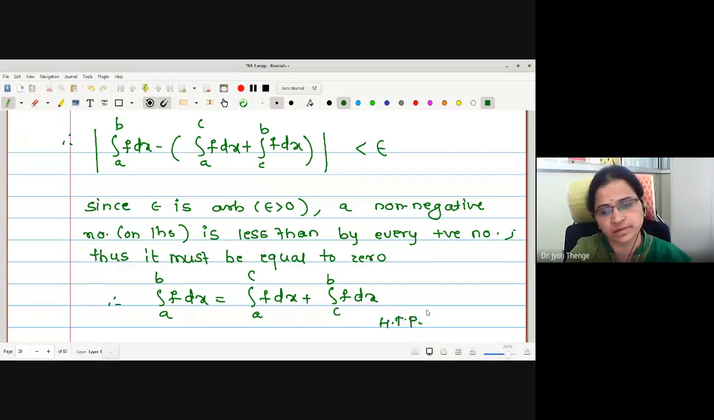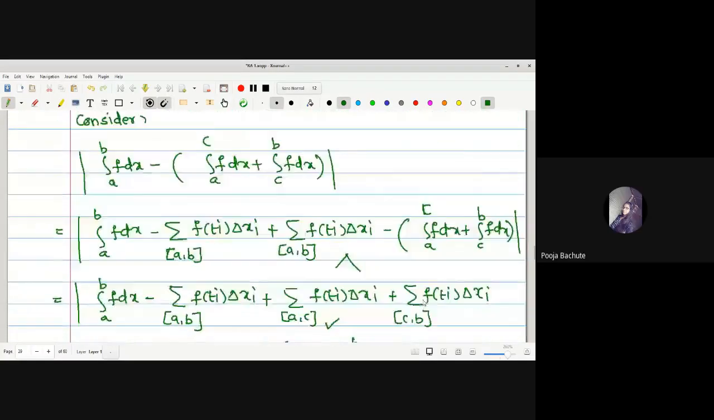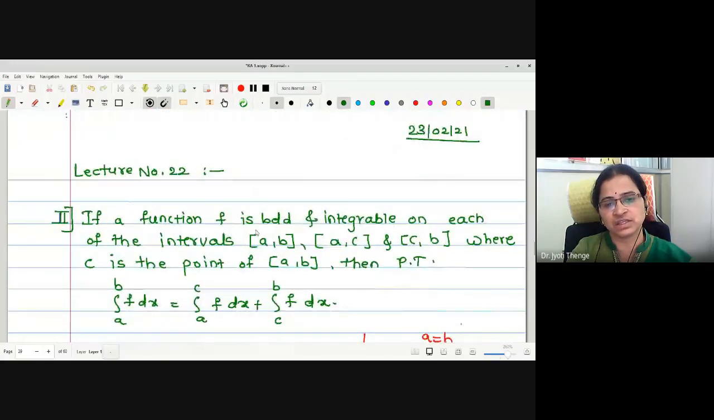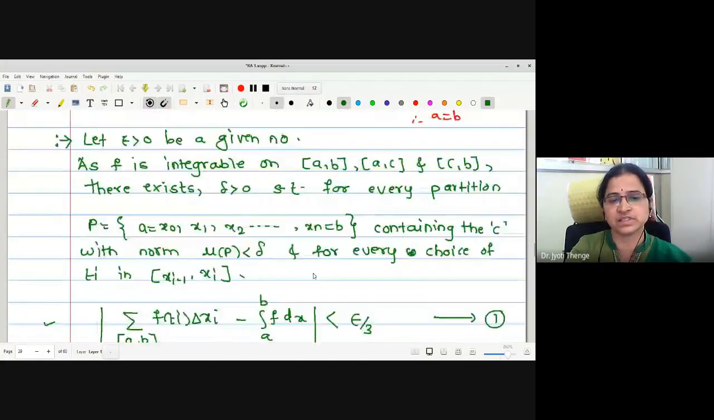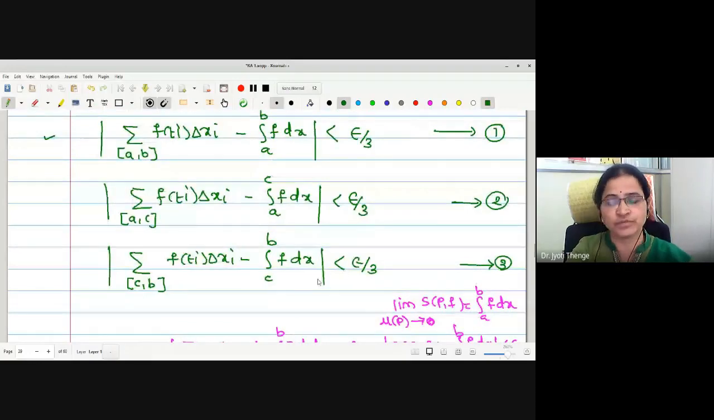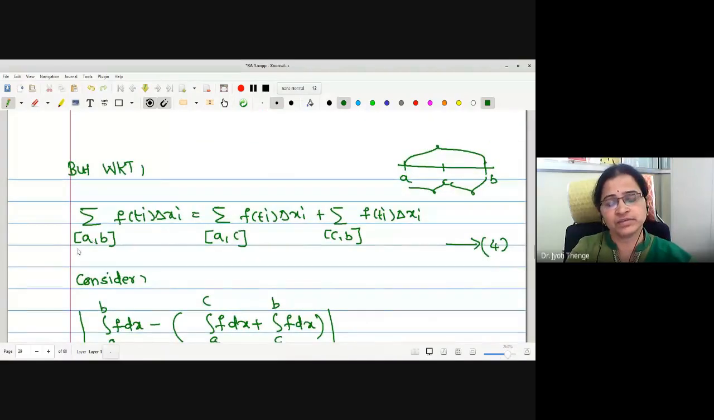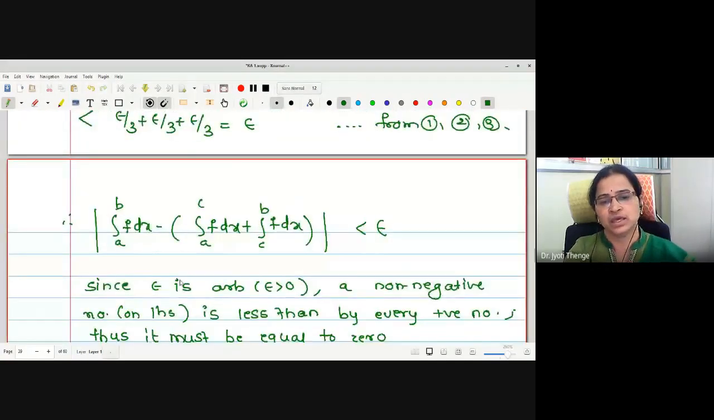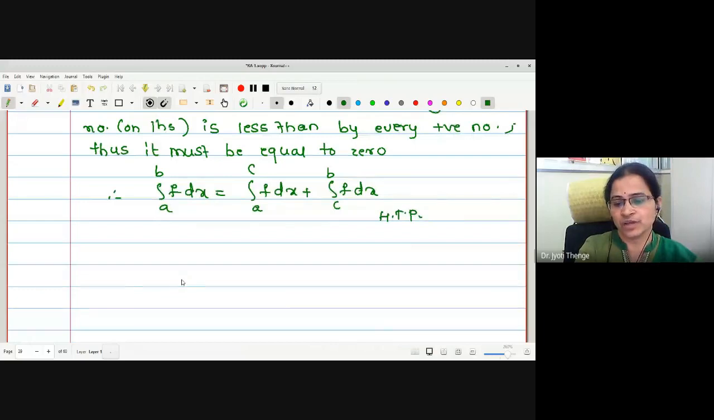Any doubt about this theorem? No, ma'am. Let me recall what we have done. Initially, we started with the given that f is bounded on the three respective intervals. We have written the definition by Riemann sum. Then later we identified that sum on AB is equal to sum on AC plus sum on CB, and we took the modulus of the difference between the two terms which we want to prove equal, and we have proved it as less than epsilon. Okay, if you are not having any doubt, shall I go to the next theorem of the syllabus?